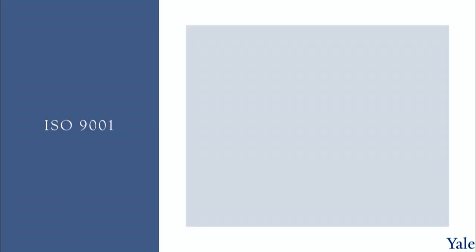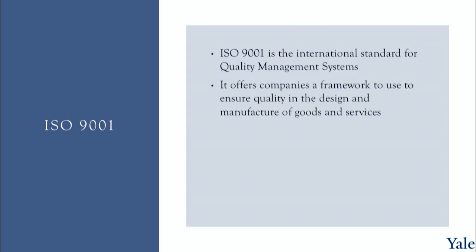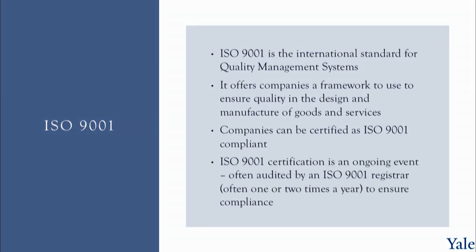So continuing on, let's just take a look at the standards here. ISO 9001 is the international standard for quality management systems. It offers companies a framework to use to ensure quality in the design, manufacture of goods and services. And companies can be certified as ISO 9001 compliant. You may see signs as you walk around, we are ISO 9001 compliant. And the certification here is an ongoing event. You're often audited by a registrar, often once or two times a year, to ensure compliance.